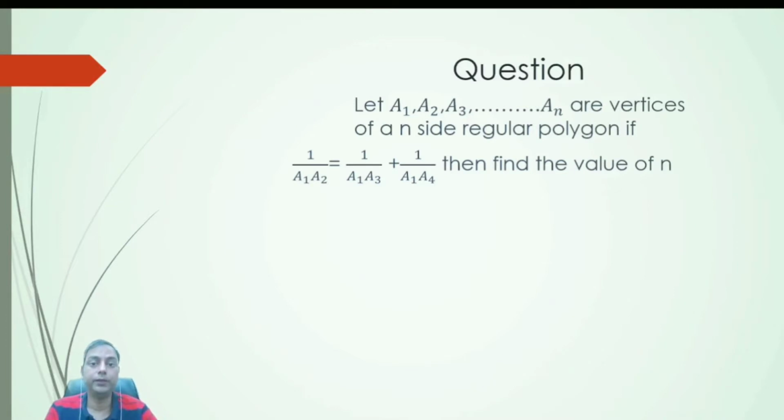Hello students, in this video, I am going to discuss a question from the topic solution of triangle. The question is, let A1, A2, A3 till An be the vertices of an n-sided regular polygon. If 1 upon A1A2 is equal to 1 upon A1A3 plus 1 upon A1A4, then what we need to find? We need to find the value of n. This is a very important question. I will advise you to pause this video for 1 minute and think how to solve this problem.